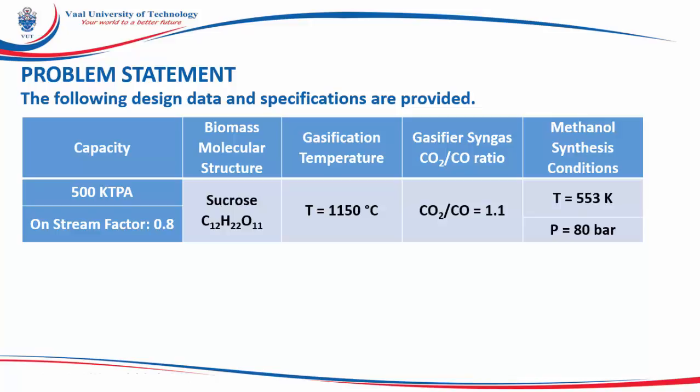calculate flow rates. The molecular structure of biomass in this scenario is to be taken to be that of sucrose with all its physical and thermophysical properties. Gasification temperature is also given. The syngas coming from the gasifier is specified to have mole ratio of CO2 to CO of 1.1. We are also given the methanol synthesis reaction conditions, that is temperature and pressure.